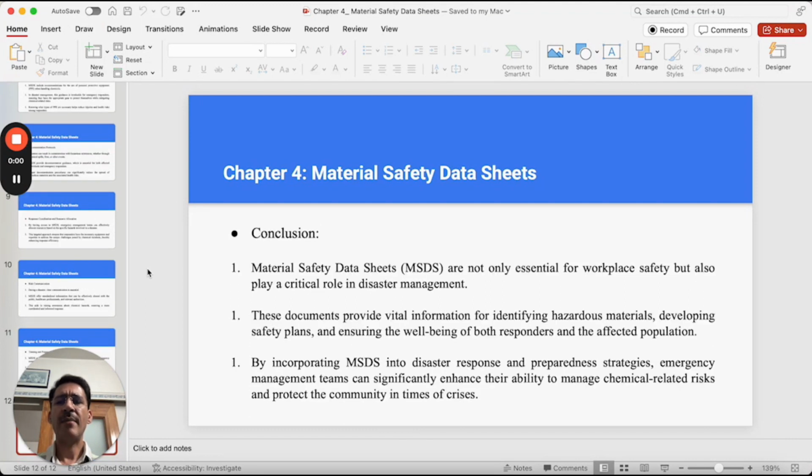Let's conclude. MSDS are not only essential for workplace safety but also play a critical role in disaster management. These documents provide vital information for identifying hazardous materials, developing safety plans, and ensuring the well-being of both responders and the affected population. By incorporating MSDS into disaster response and preparedness strategies, emergency management teams can significantly enhance their ability to manage chemical-related risk and protect the community in times of crisis.